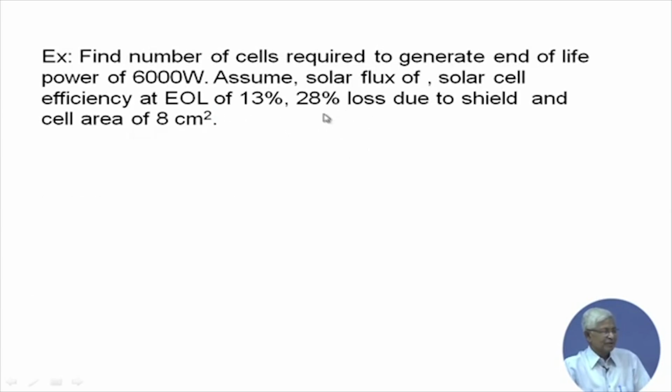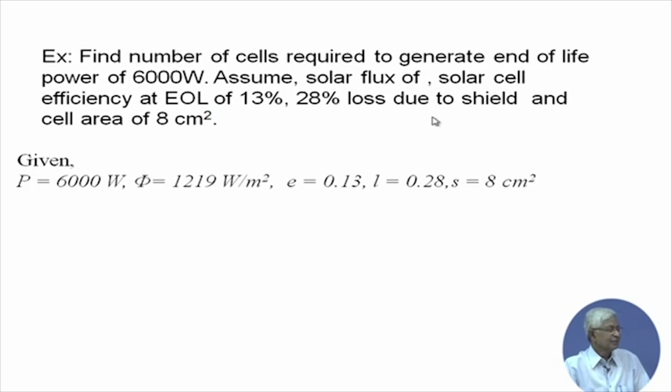I just put a very simple estimation which you should calculate. Find the number of cells required to generate the end of life power of 6 kilowatts. Assume that the solar flux, here the number is missing, is 1219 watts per meter squared.